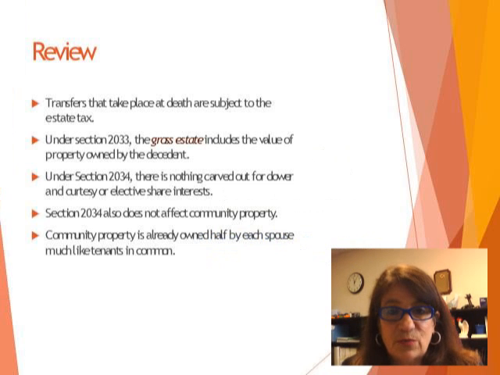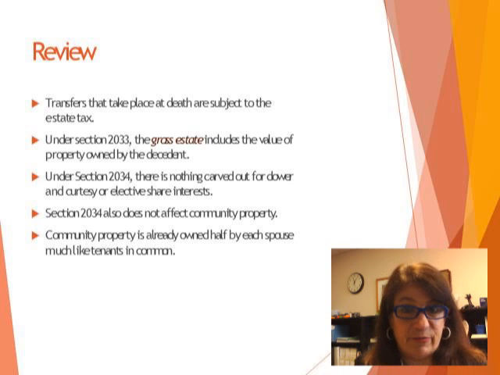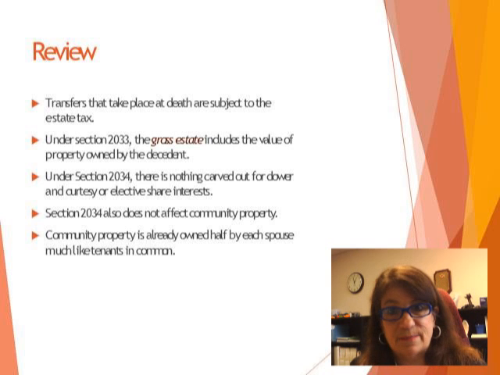Just to review a little bit, we know that transfers that take place at death are subject to the estate tax. Under section 2033, the gross estate includes the value of property owned by the decedent. And under section 2034, we don't take anything out because of those dower, courtesy, or elective share rights. Whatever is included in the gross estate is still included. 2034 also had no effect on community property, because community property is already owned half by each spouse. 2034 is telling us you don't do it that way when it's those elective rights.